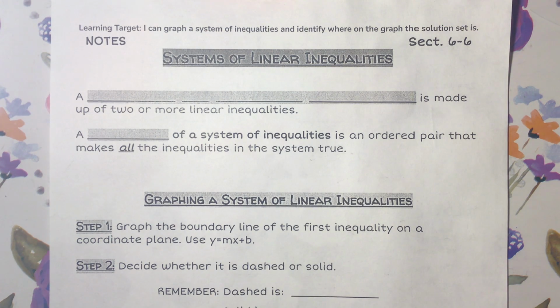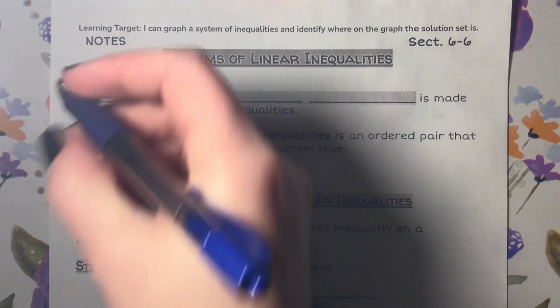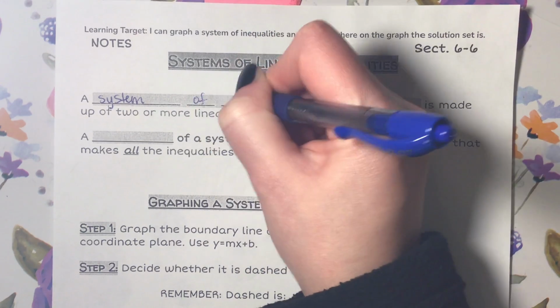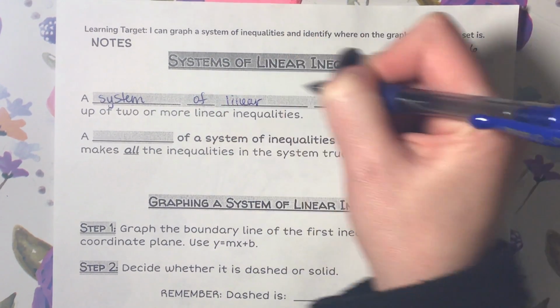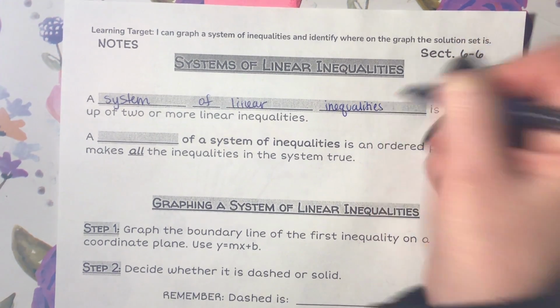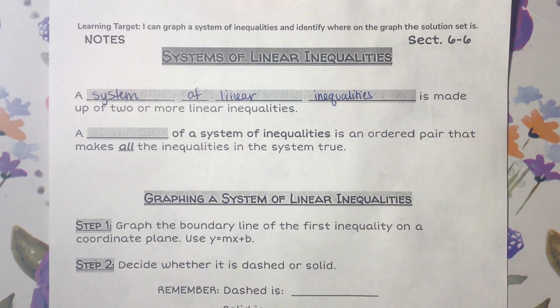So first of all, what is a system of linear inequalities? A system of linear inequalities is made up of two or more linear inequalities. So, for example, y is greater than x plus 3 and y is less than or equal to 2x minus 1. That would be a system. We have two inequalities in one problem.